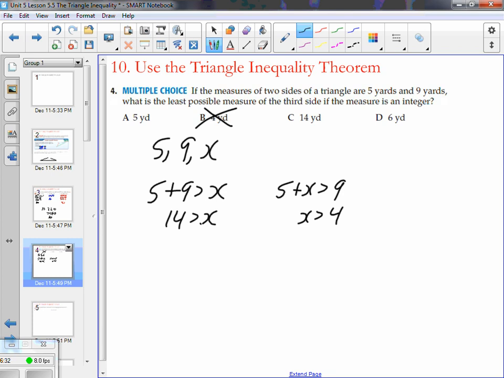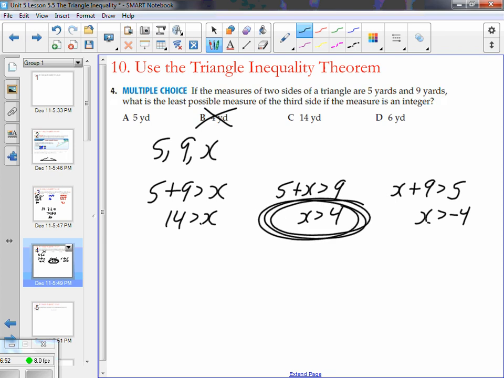And doesn't it also have to be true that x plus 9 has to be greater than 5? Well, that gives you x is greater than negative 4. Well, I knew we weren't going to get a negative side length, didn't you? So this is the one that really answers the question, isn't it? The others are true. That's the one that really answers the question.